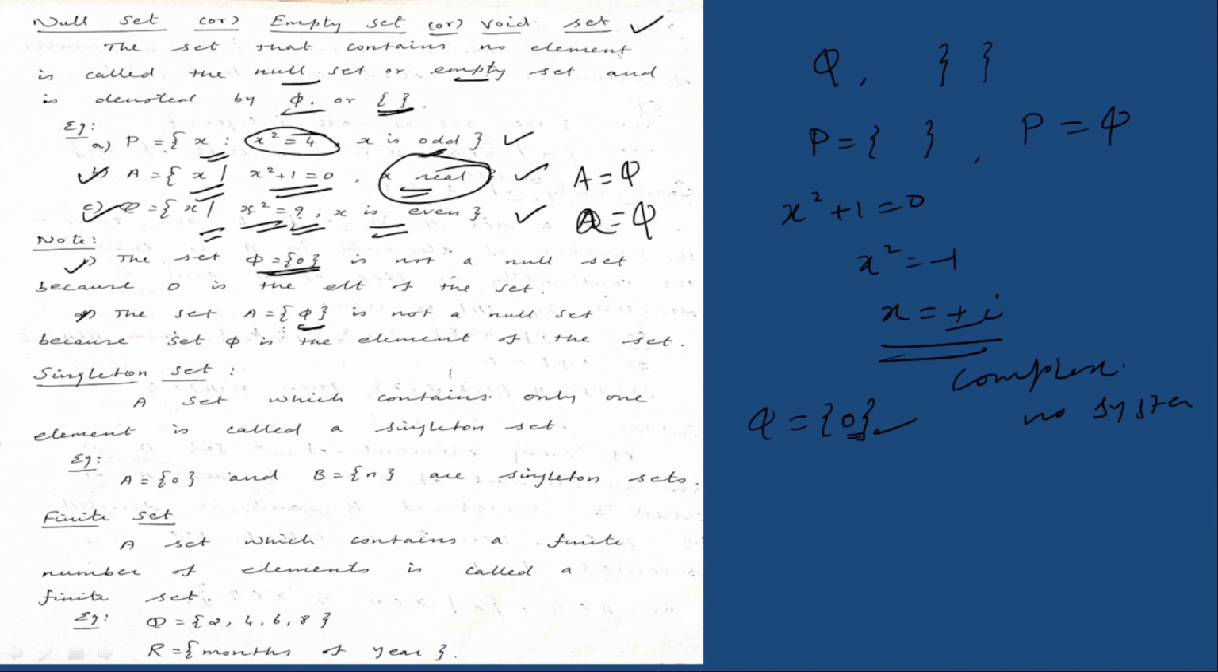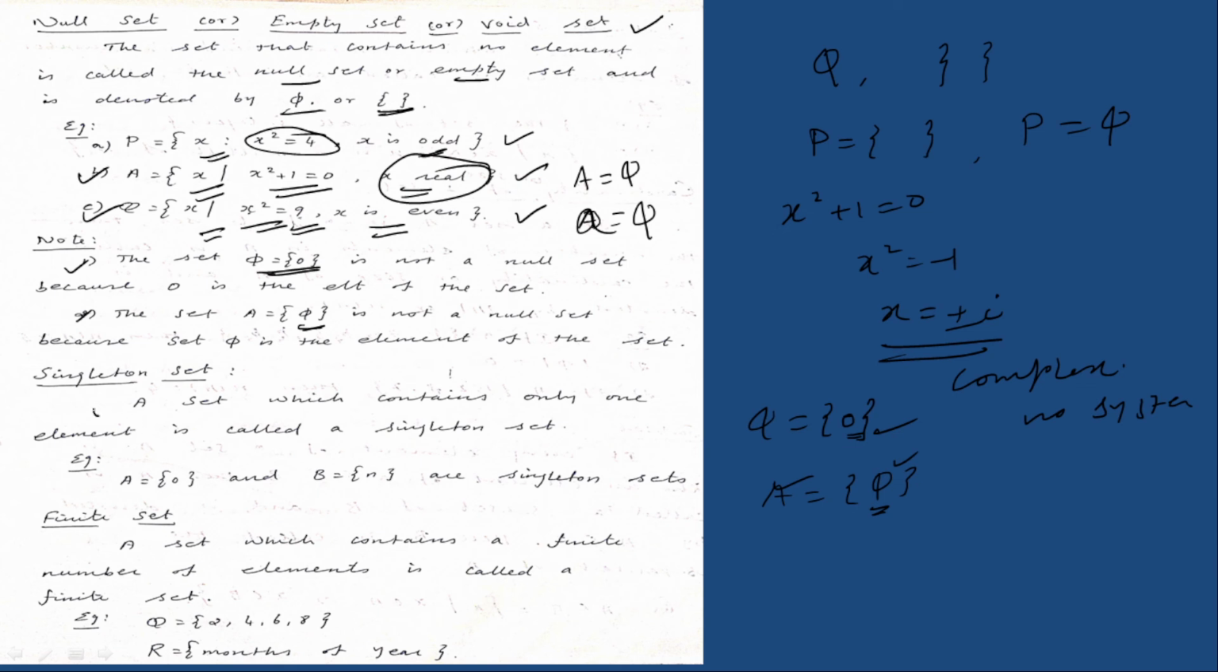This is also not a null set, because A is a set that consists of an element phi. Here phi is a null set, not a problem, but A is not a null set, because A consists of one element, that element is phi. Okay, that's all. So you have to get a clear idea from these two about what a null set is.